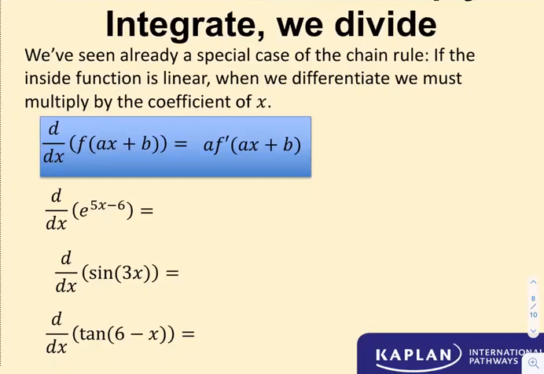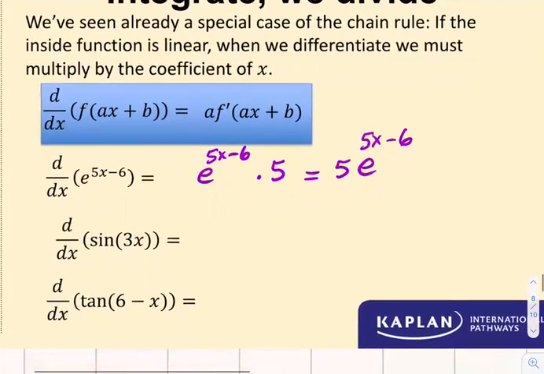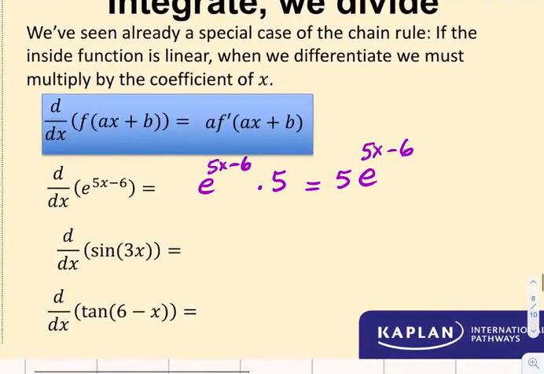So I would expect this to become e to the power 5x minus 6. You put it as it is and multiply it by the coefficient of x, or the derivative for 5x, which is 5. And therefore it is 5e to the power 5x minus 6. The second one, d over dx for sine 3x. The derivative for sine is cosine. So I will write it as cosine 3x, then multiplied by the coefficient of x, which is a 3.